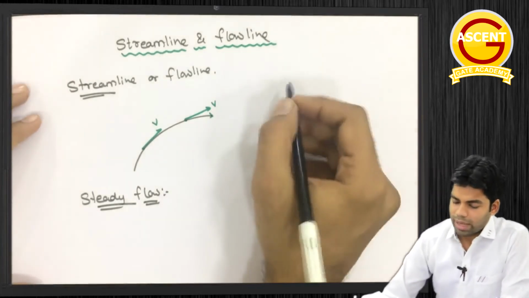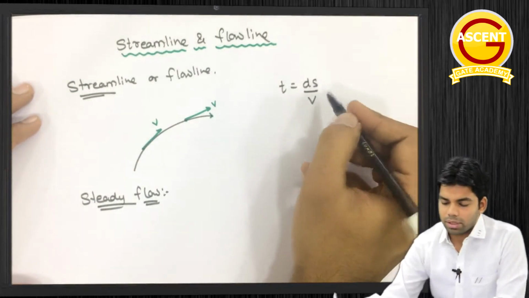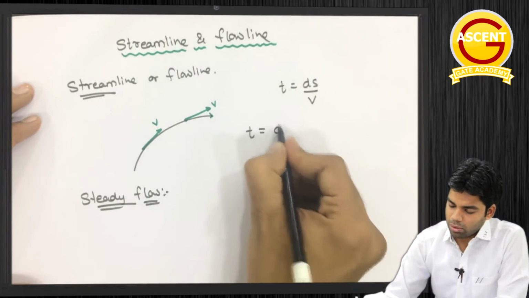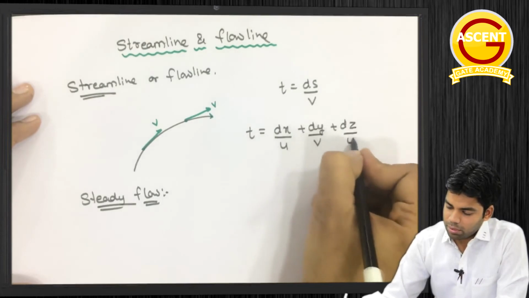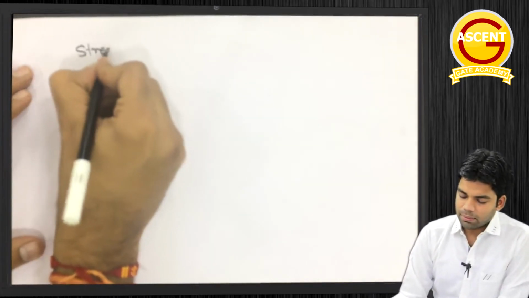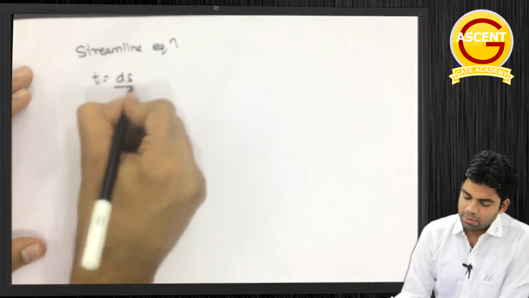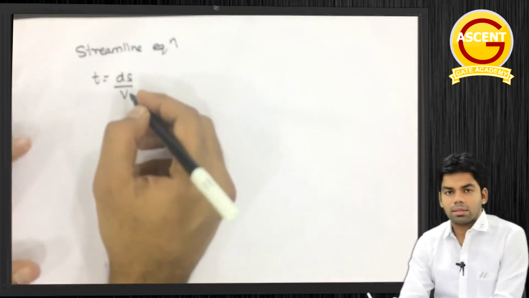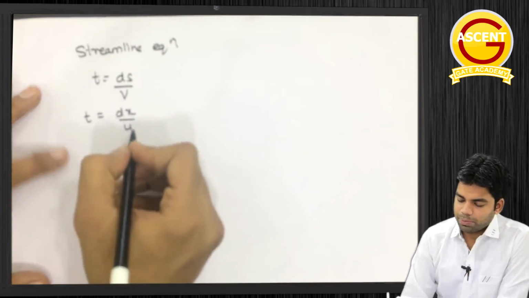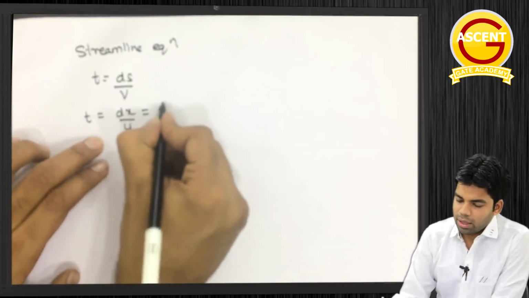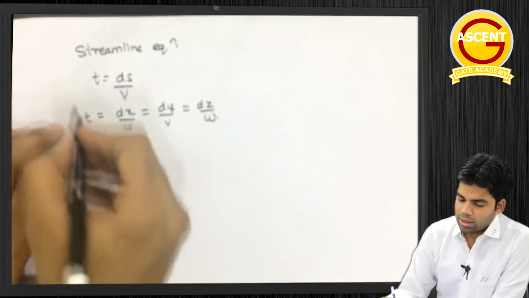Now we know time is equal to ds by v, distance upon velocity. Or you can say this t is equal to dx by u, plus dy by v, plus dz by w. Now how will the streamline equation be? We know time is equal to ds by v, the distance upon velocity, or you can say time is equal to dx upon u, since in the x direction the velocity is u, or dy by v, or dz by w.